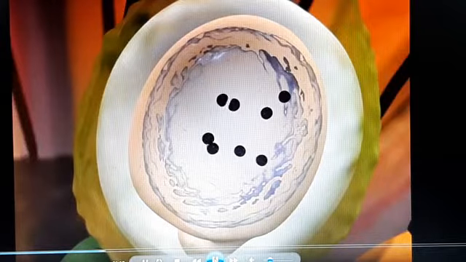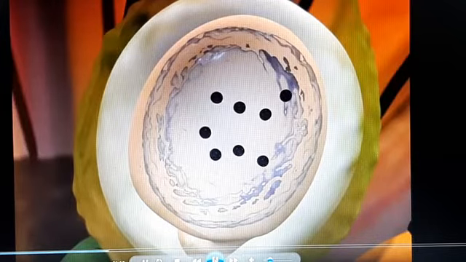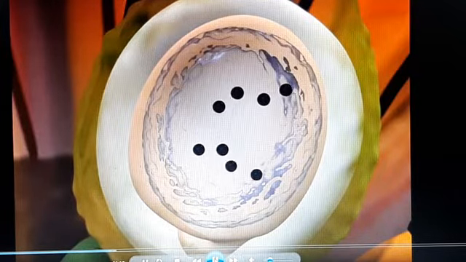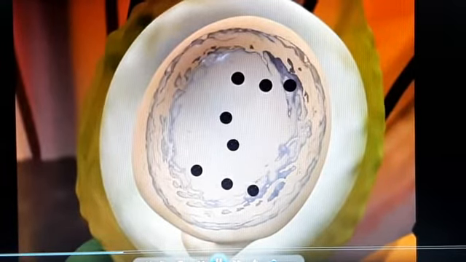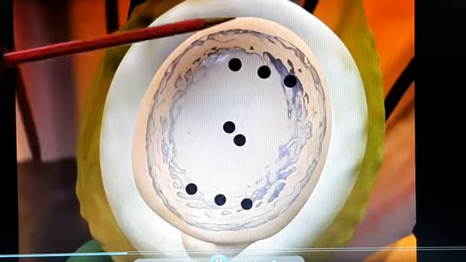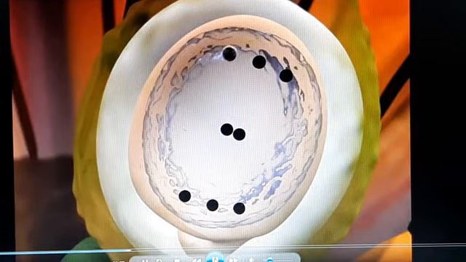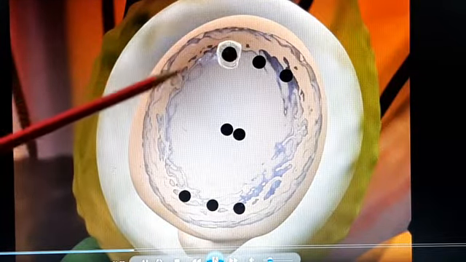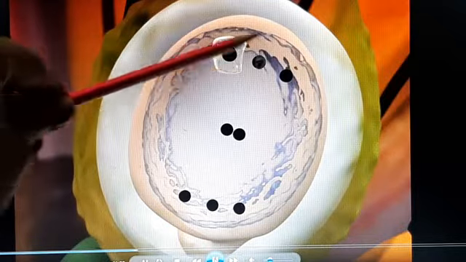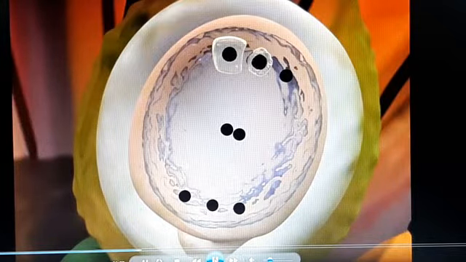Out of those 8 nuclei, three nuclei move to one end, 3 to the other, and 2 nuclei remain at the center. They develop cytoplasm and cell walls around them and become like cells.